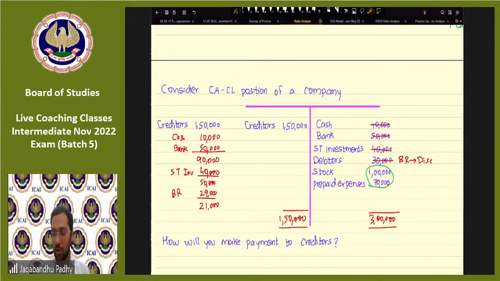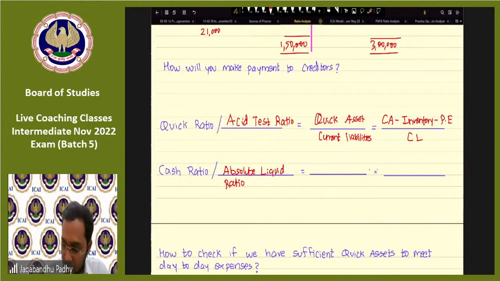So without losing value, what is the payment that we can make? What are the sources that I have through which I can make the payment without losing value? I can pay only cash, bank, and short-term investment or marketable securities. So here we say absolute liquid ratio is simply going to be cash, bank, and marketable securities upon current liabilities. That's it. So that's about this cash ratio.